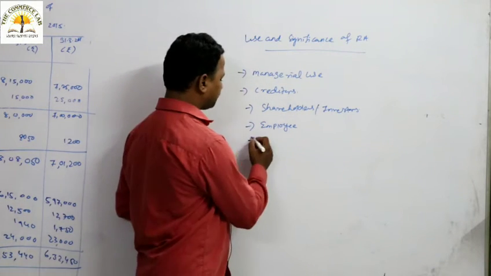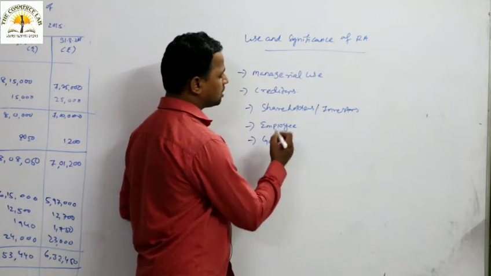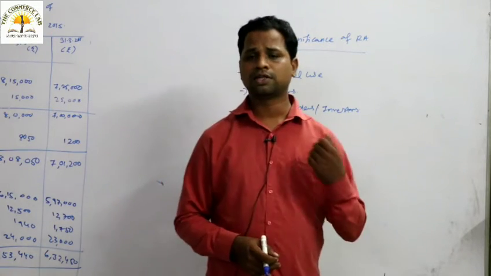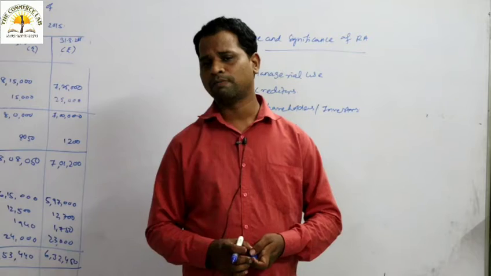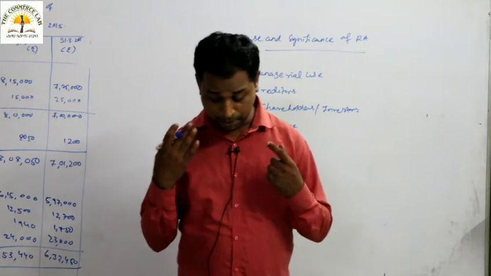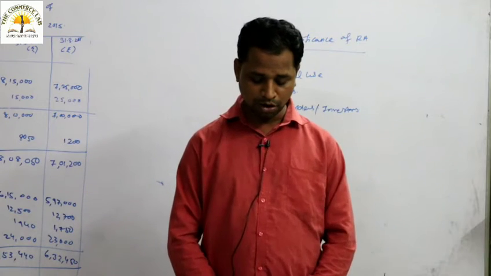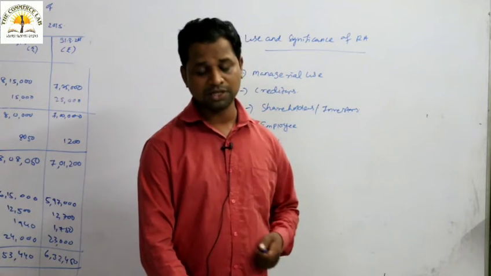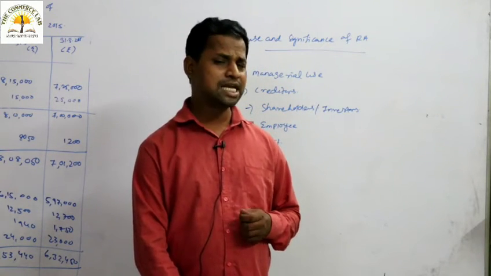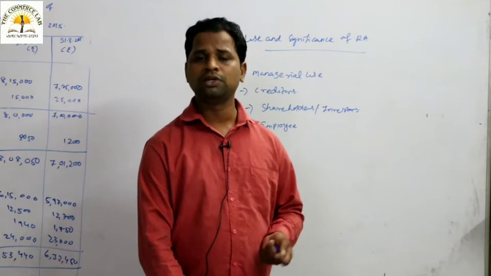Then the government is also interested in this ratio, whether a subsidy should be given to a particular company or not, whether a subsidy is to be given to a particular industry or not, or whether any kind of taxation has to be implemented or not. For that, the government is interested in seeing different kinds of profitability ratios.